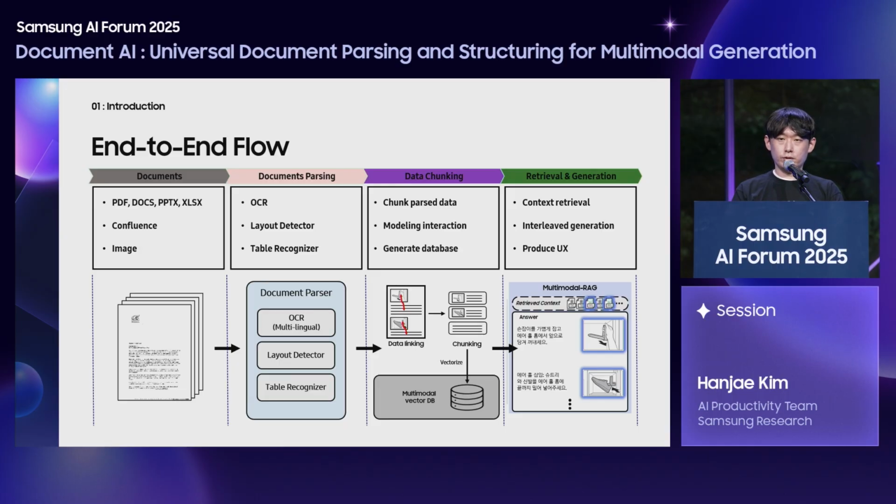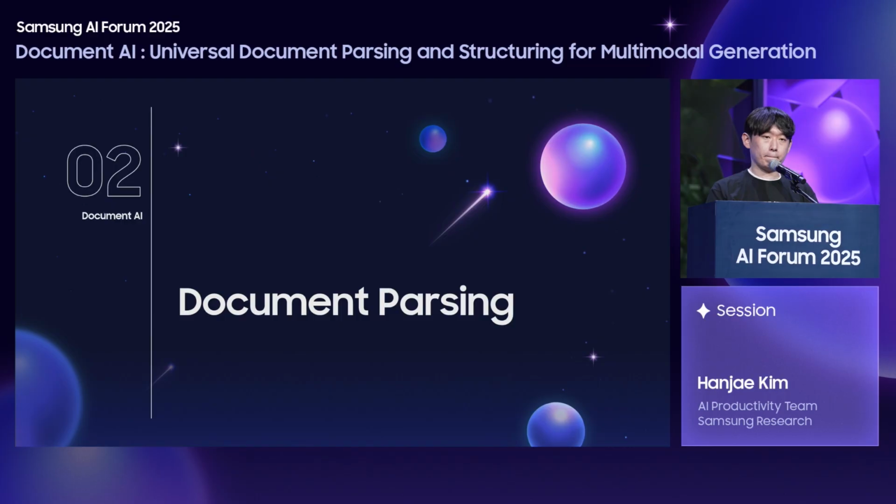To achieve these three objectives, we have designed the following end-to-end flow. When a document is input, it is parsed in a short time through three lightweight models. The data is then chunked. Relationships are inferred, and finally, a retrieval generation process is performed to enable question answering. From the next slide, I will explain our parser framework.